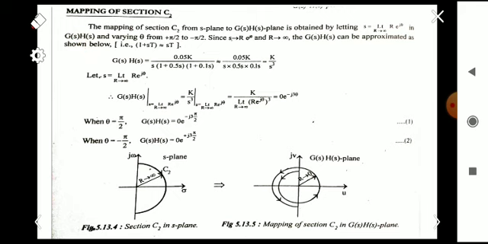Okay, and we know that the angle is varying from plus infinity to minus infinity. Sorry, the angle is varying from plus pi by 2 to minus pi by 2. That is, if you are choosing G(s)H(s), that is 0.05K divided by s into (1 plus 0.5s) into (1 plus 0.1s).